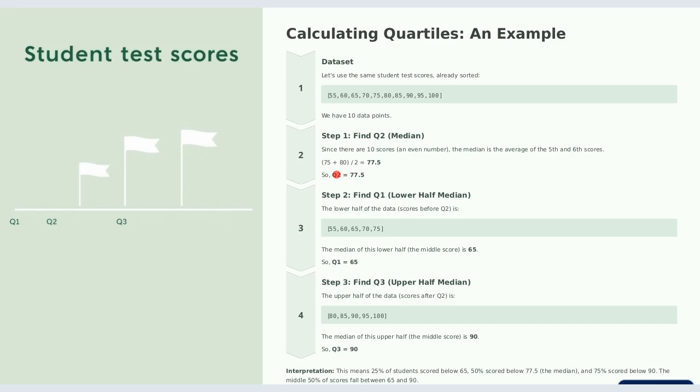So now that we have Q2, we can now find Q1. That's the first quartile, which is also the lower half median. So now that we have 77.5, the lower half of the data, right? That's the scores before Q2. The scores before Q2 will now be 55, 60, 65, 70, 75. Don't forget, Q2 is 77.5. Let me annotate. This is Q2, 77.5, right? So the scores below 77.5, you come back here. The scores below 77.5, you have 55 to 75. Those are the scores below 77.5. So we have 55, 60, 65, 70, and 75.